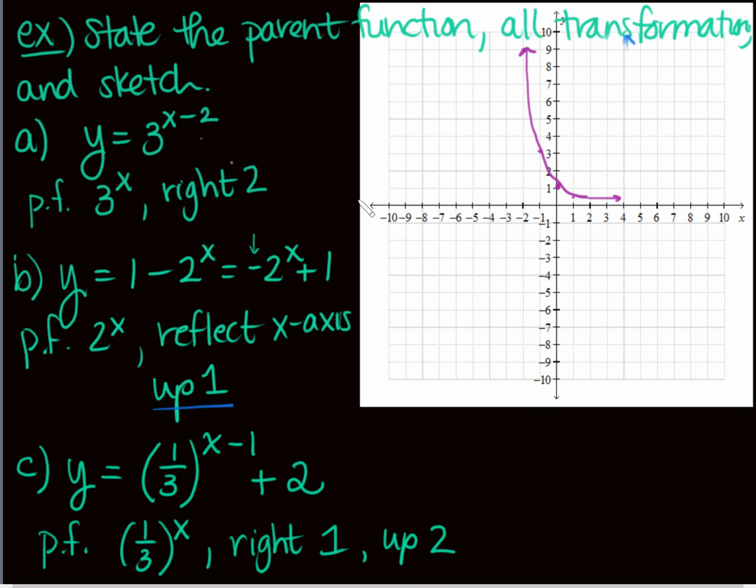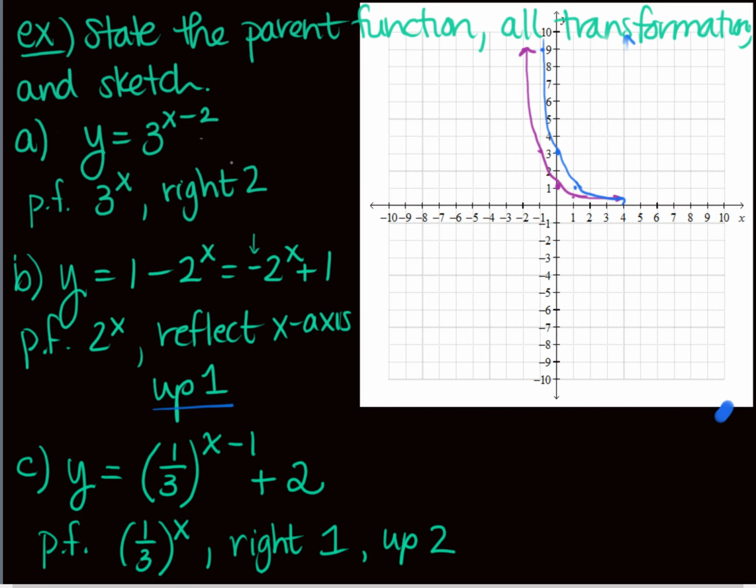All right, so let's see what's going to happen here. I am going to go right one. All of these are going to the right one. So this is my new reflection when I go to the right one, and then I want to go up 2.